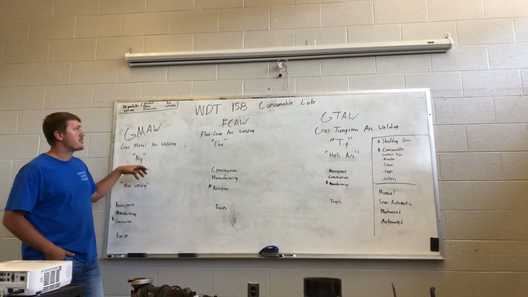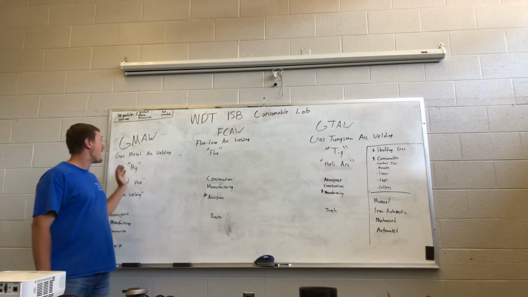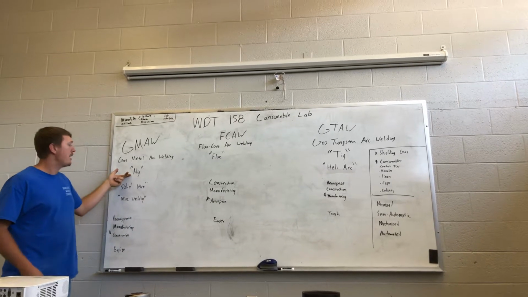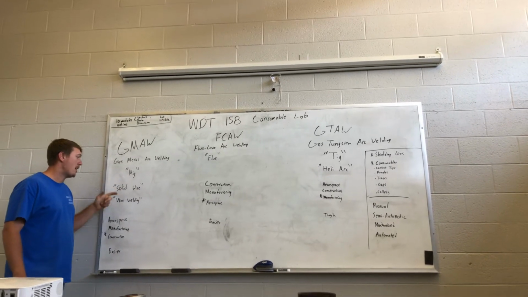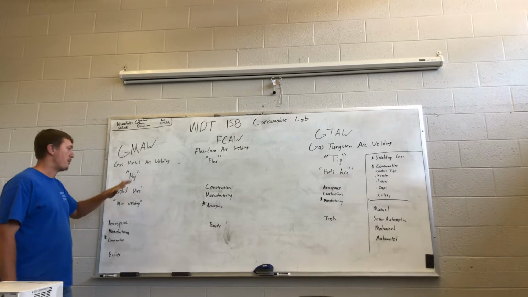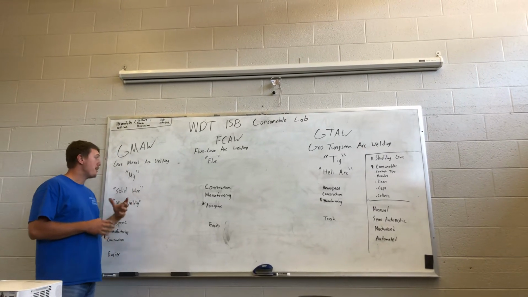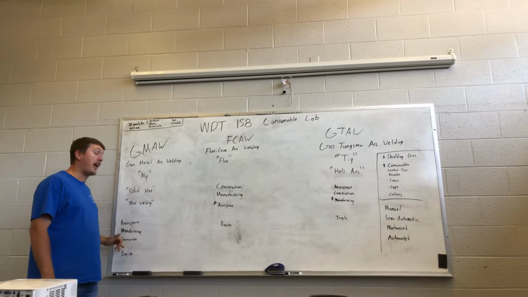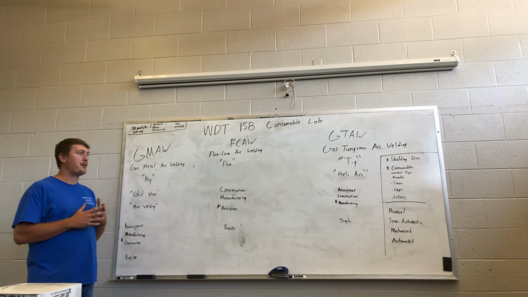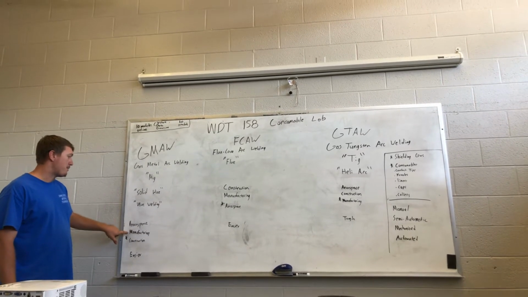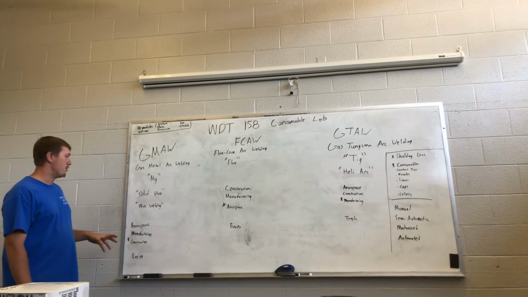So the first process we have here is GMAW, which is the gas metal arc welding process. Sometimes it's called MIG, sometimes it's called solid wire, some people call it wire welding. Proper name for it is GMAW, so that's what we will call it. GMAW is used in the aerospace industry, manufacturing industry, and construction industry. That's your three major industries in the welding world. Put an emphasis on aerospace and manufacturing, though. That's where it's really used.